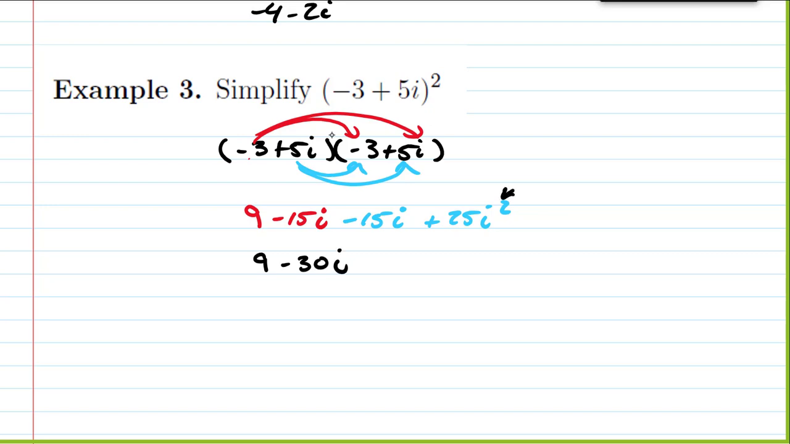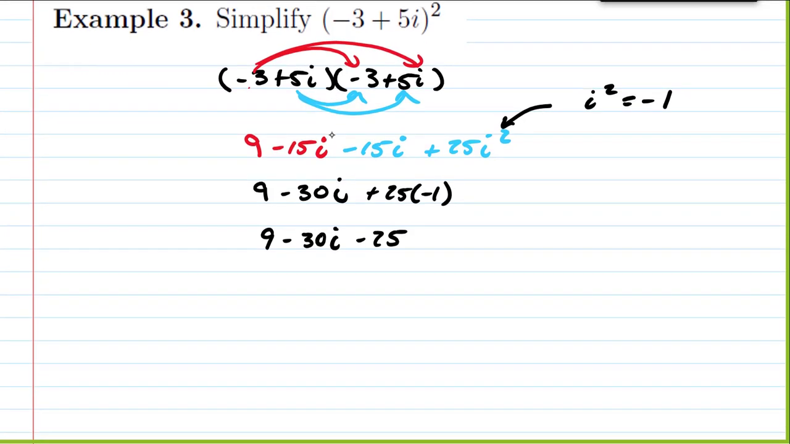And then this is where our one exception is. So recall that i squared is the same as negative 1. So we're going to get plus 25 times negative 1. So in other words, we get 9 minus 30i minus 25. And 9 take away 25 is going to be negative 16. Take away 30i.